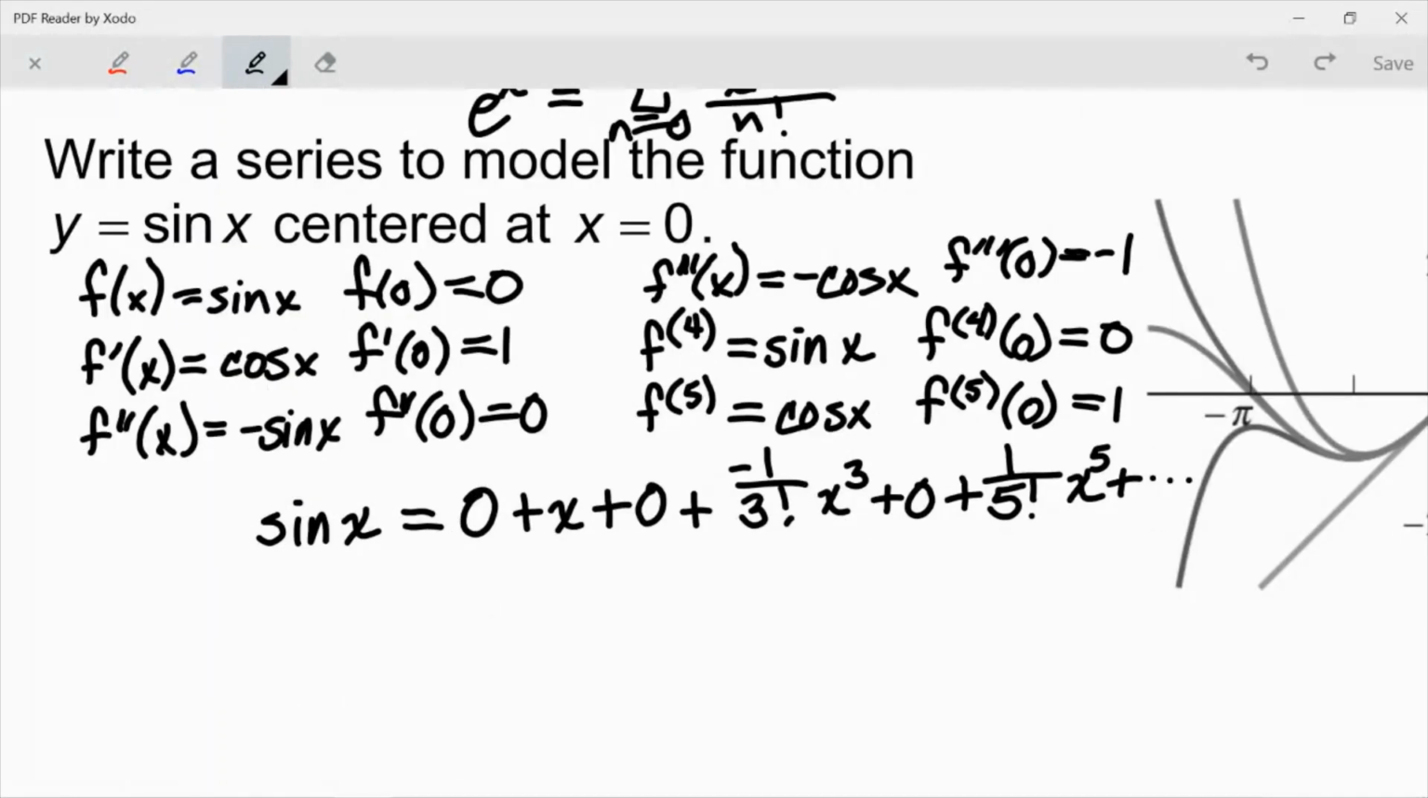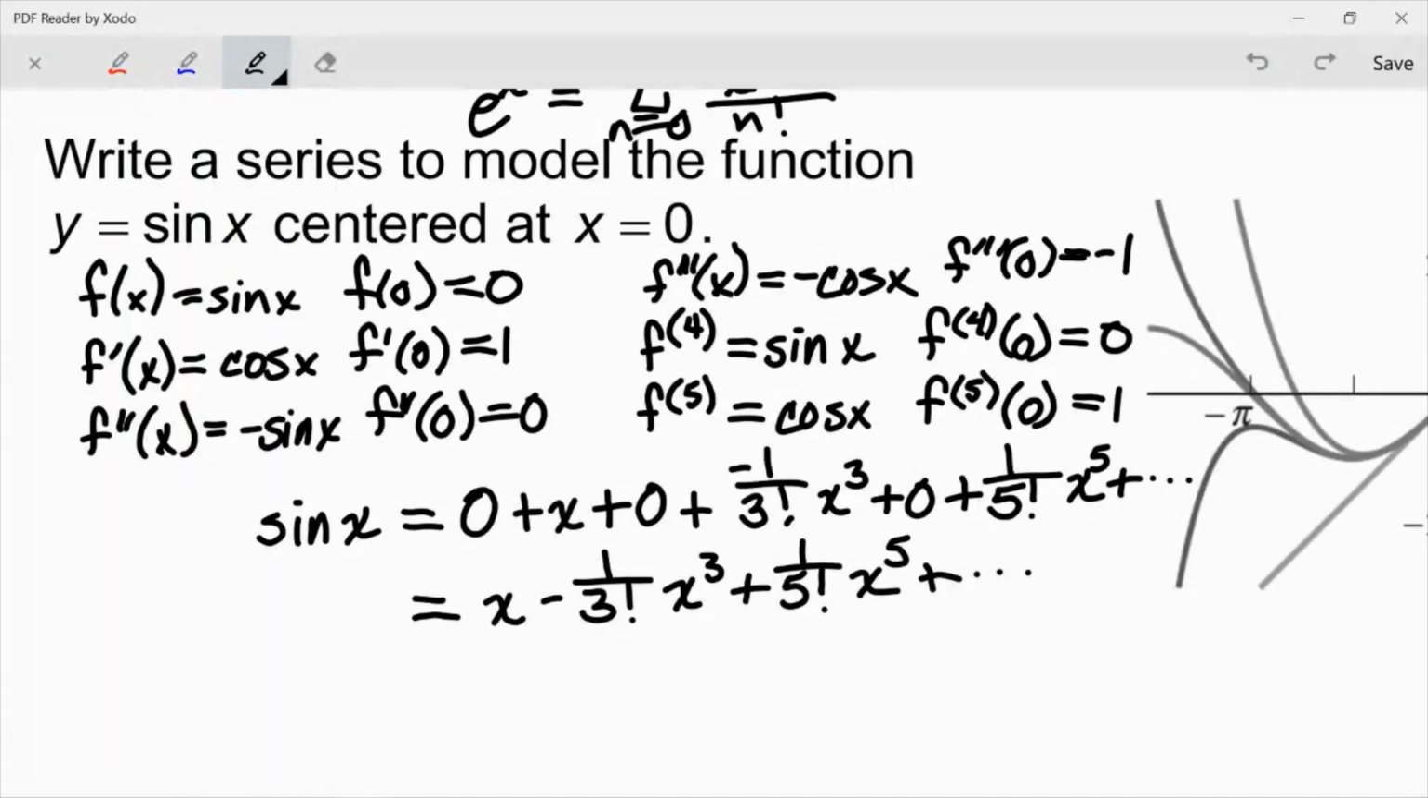Okay, so now that I've gotten it all written out, you can kind of see that there's a pattern here. There's a bunch of terms that went away, and I'm going to write this without those extra terms just to make this a little more obvious. So I have x minus 1 over 3 factorial times x cubed plus 1 over 5 factorial times x to the fifth, and so on.